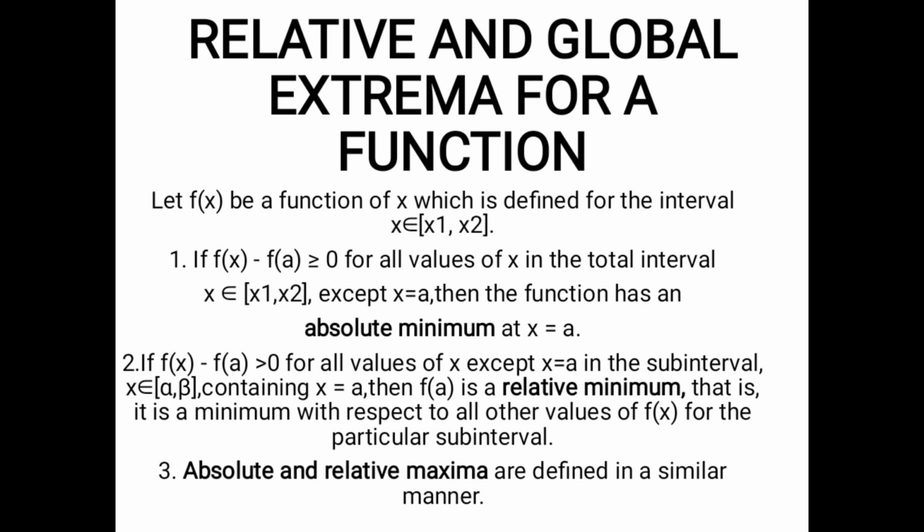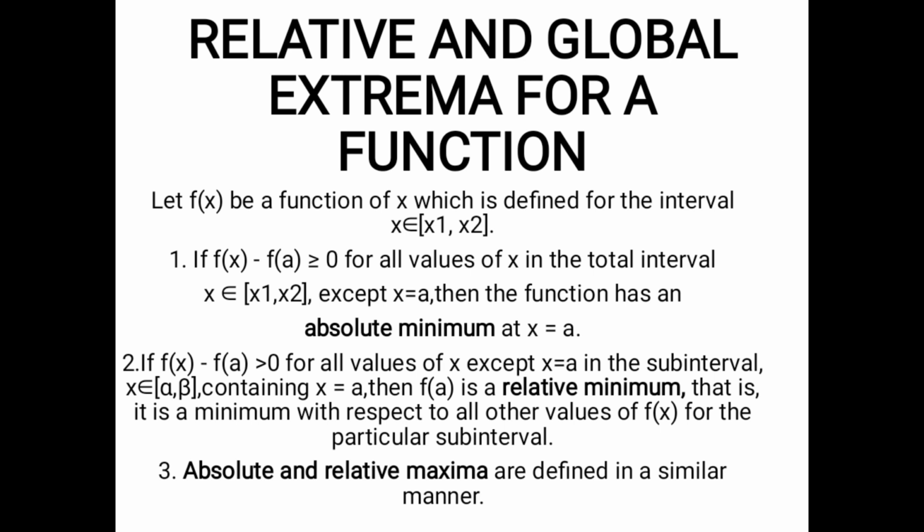Let f of x be a function of x, which is defined for x in the closed interval x1, x2. Then we have the following definitions. 1. If f of x minus f of a is greater than 0 for all values of x in the total interval x1, x2, except x equal to a, then the function has an absolute minimum at x equals a.